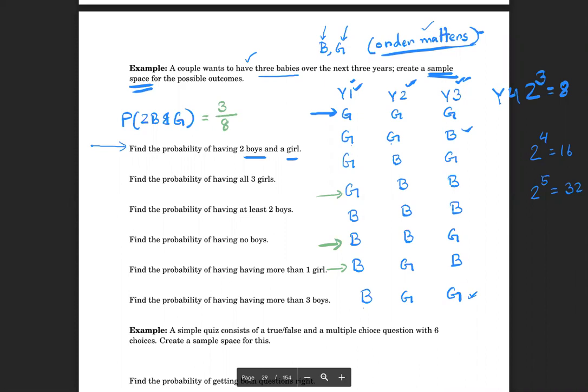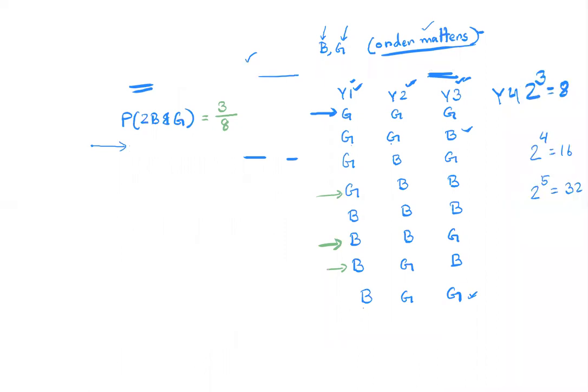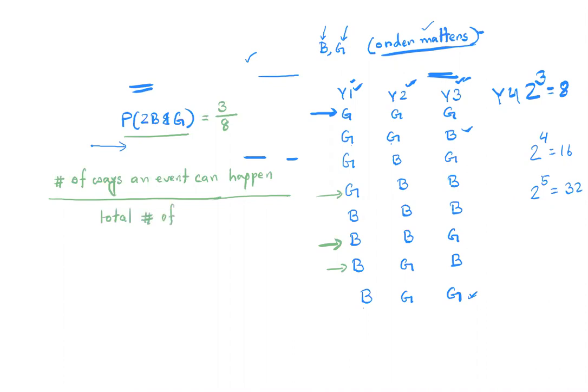Now, this kind of leads to another definition of probability, which is this. So that's also a probability. So I'm going to write number of ways an event can happen divided by the total number of simple events.